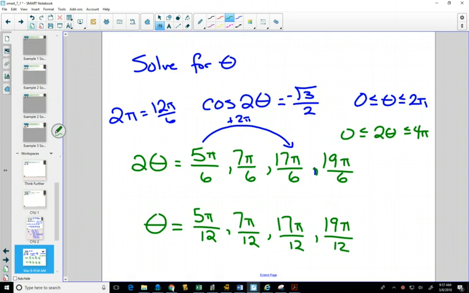And notice that each of our answers is now between 0 and 2 pi. 2 pi being 24 pi over 12. So 19 pi over 12, our largest answer, is less than 2 pi. And we've got 4 answers between 0 and 2 pi.